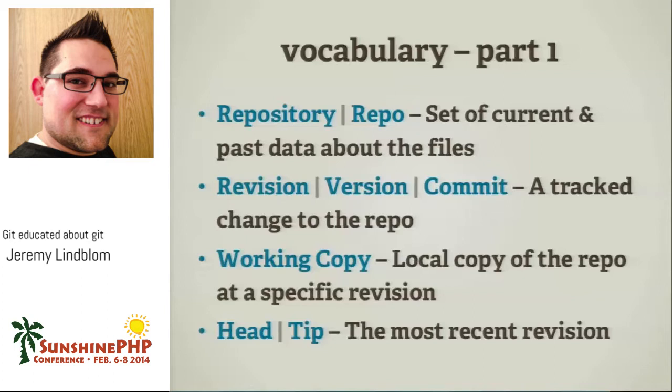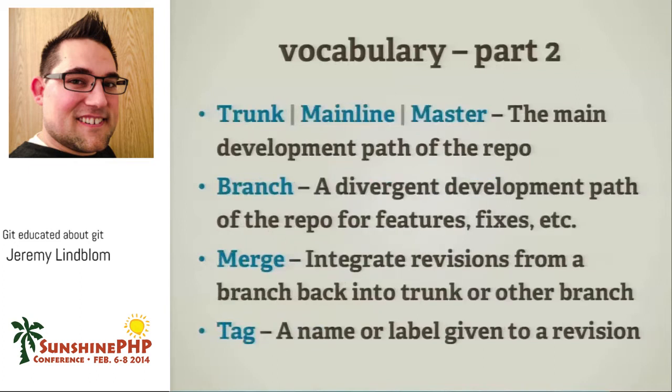And then you refer to the most recent commit as the head or the tip of your repository. Then you have your main branch that you work on, your main development path. In Git, we call that the master branch, but in other version control systems, you might hear mainline or trunk. A branch would be a separate development path.